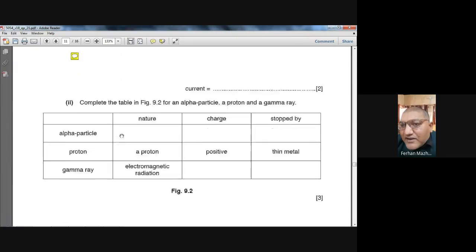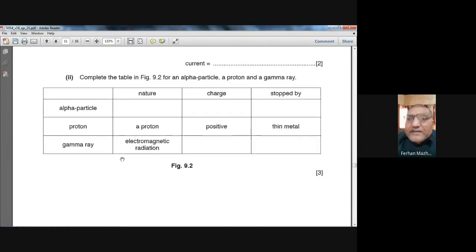Okay, so next part is here we have to complete the table in figure 9.24: an alpha particle, a proton and a gamma ray. So here we have to describe the nature, we have to state the charge, and we also have to tell what it cannot penetrate, by which it is stopped.